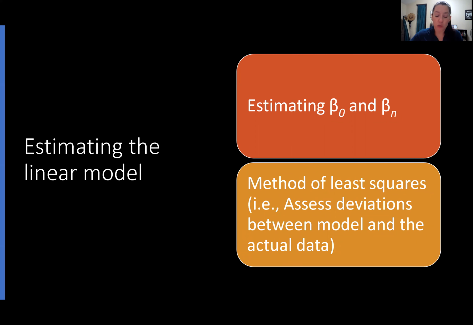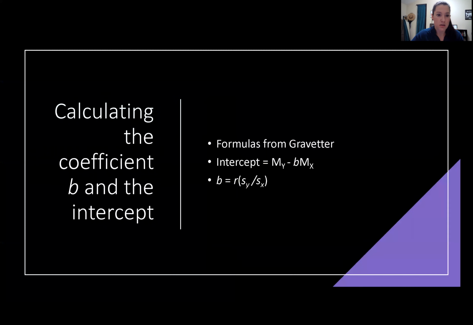So remember, when we say estimating the linear model, we're going to run through a bit more of this in terms of regression. For a regression model, we're just talking about fitting a straight line. We're going to use the least squares method that we just talked about, and we're going to estimate the coefficient and the intercept. How on earth do we do that?